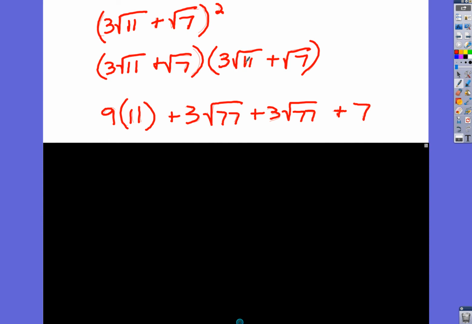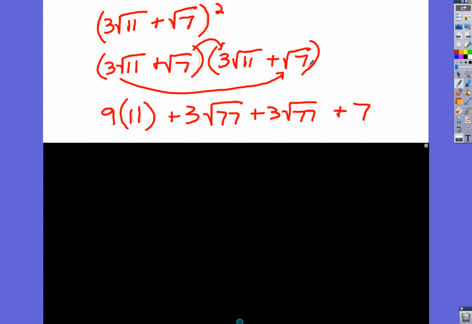Yes. Well, which one? There's 2 of them. Okay. The second one came from 3 square root of 11 times square root of 7. On the outside is a 3 and a 1, so 3 times 1 is 3. 11 times 7 is square root of 77. The second one came the same way. On the outside, 3 times 1. On the inside, 7 times 11. Yep. You want to finish it off with the last one, the 7? You know how I got 7? Square root of 7 times square root of 7 is just 7.